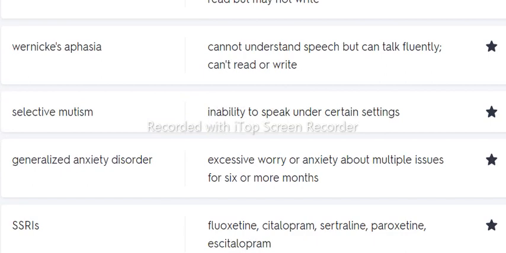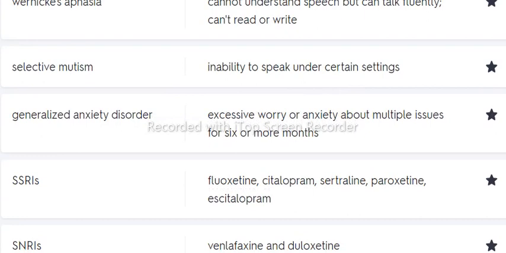Selective mutism. Inability to speak under certain settings. Generalized anxiety disorder. Excessive worry or anxiety about multiple issues for 6 or more months.